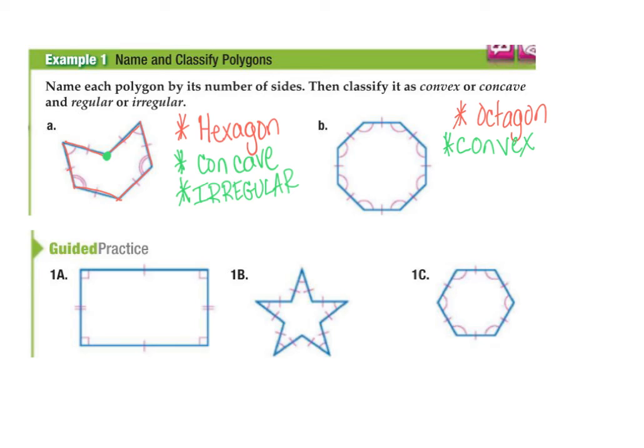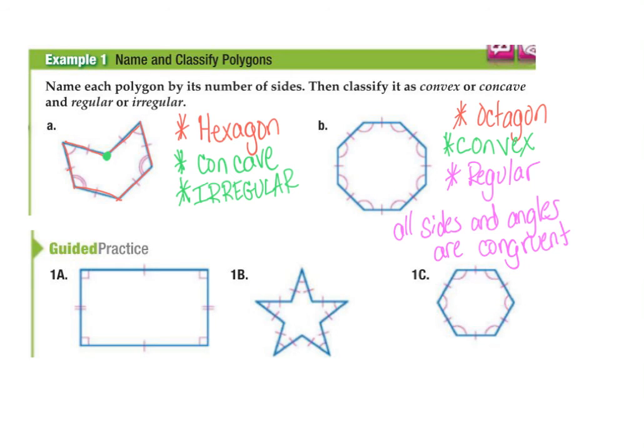Then we want to determine whether this is a regular or irregular polygon. Well, we would need to have all sides congruent and all angles congruent, and it would have to be convex. So it is convex. Now we must determine whether all sides are congruent. Because of the tick marks on each side, they are congruent. And because of the tick marks on all the angles, all angles are also congruent. So this is an example of a regular polygon.